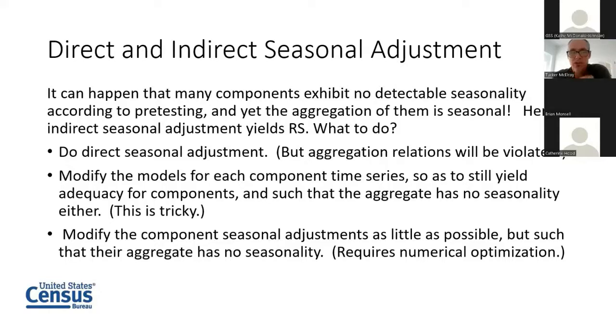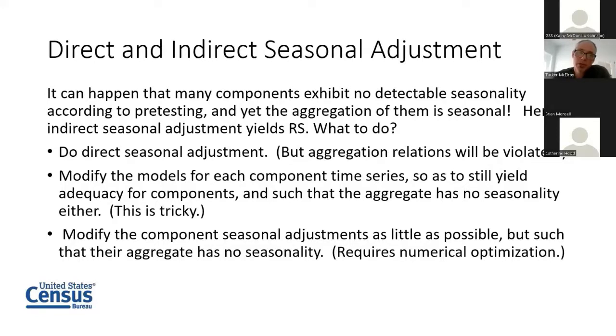You could try to modify the models for each component time series, essentially trying to tweak their seasonal adjustment and hope that their aggregate would then have no seasonality, essentially that the RS problem would go away from the indirect adjustment. But there's really no guarantee that that would work.